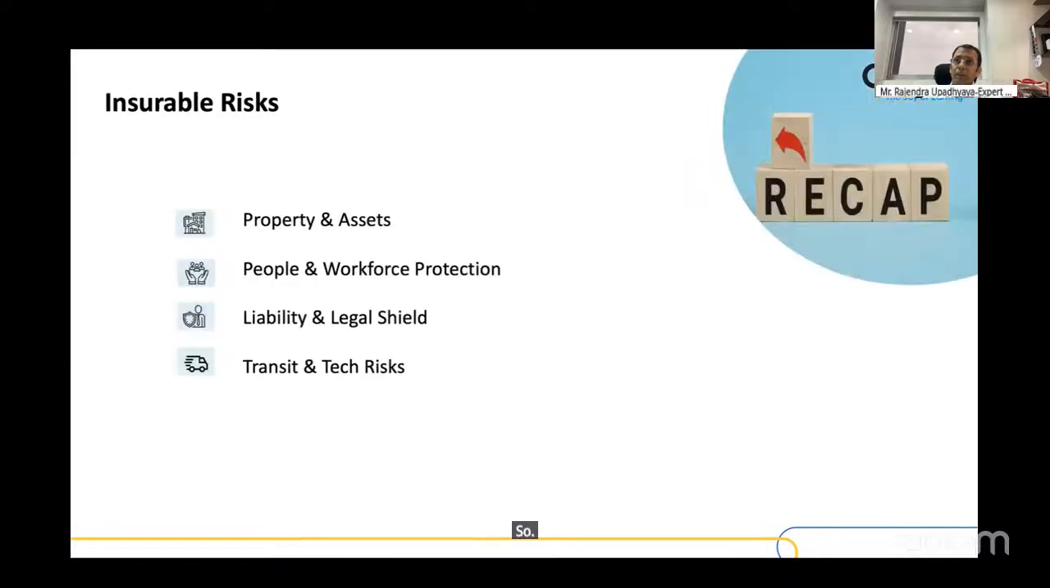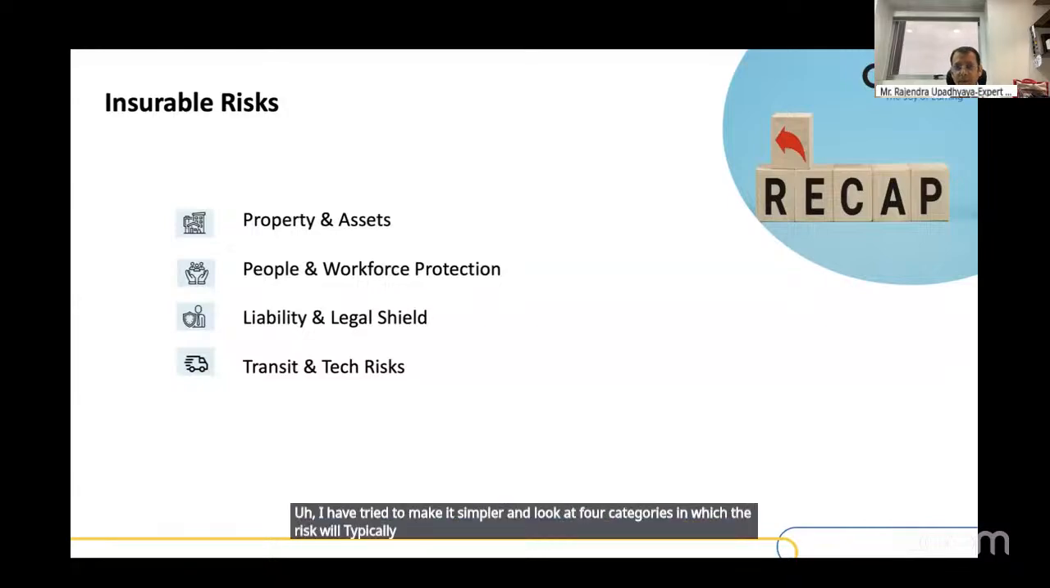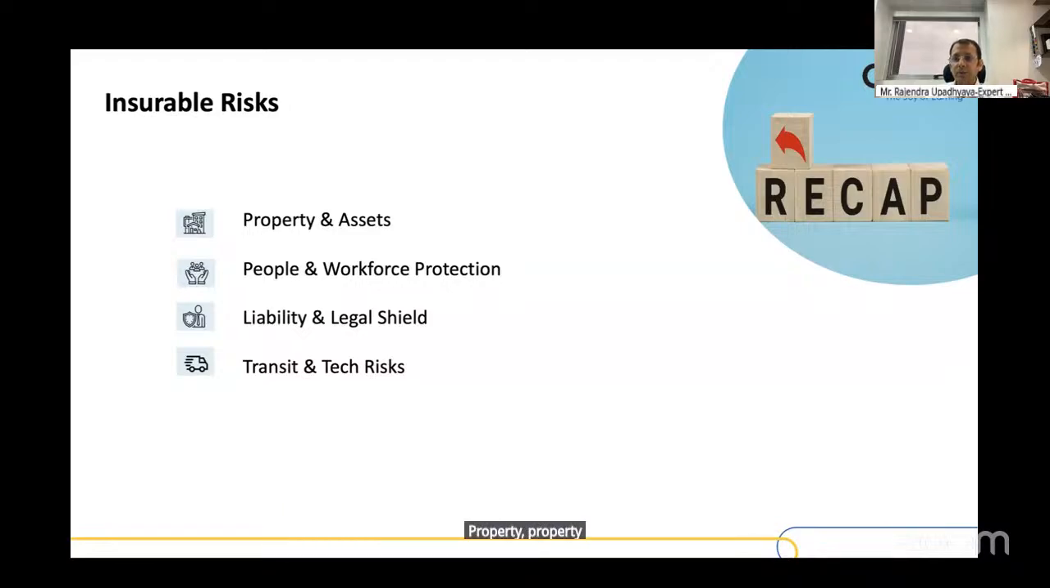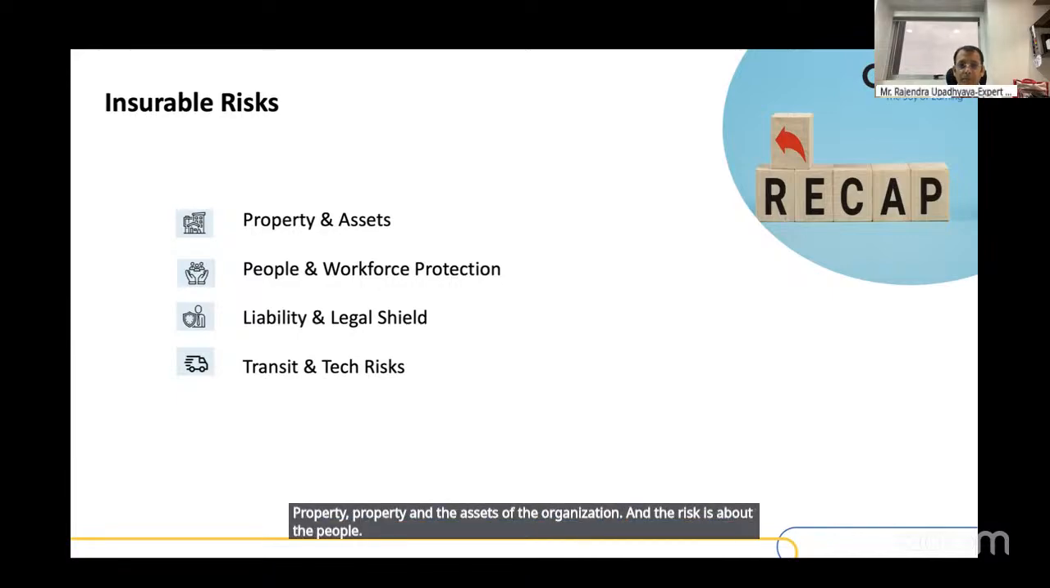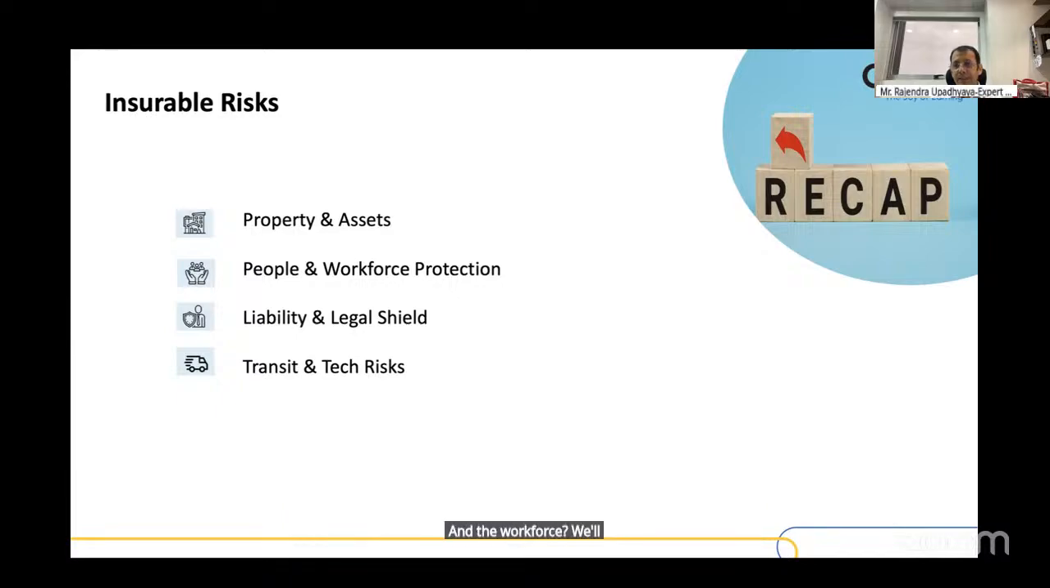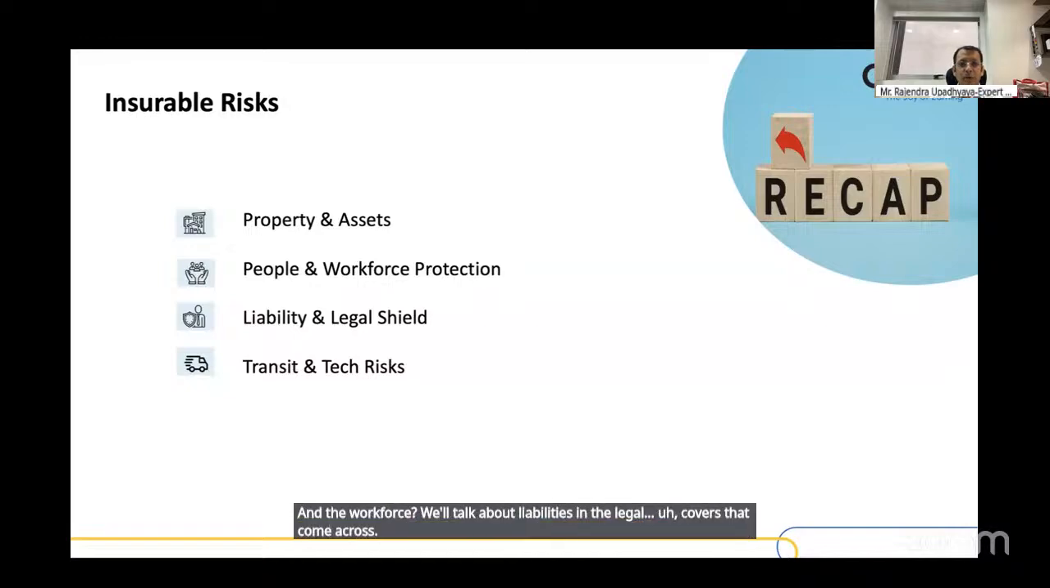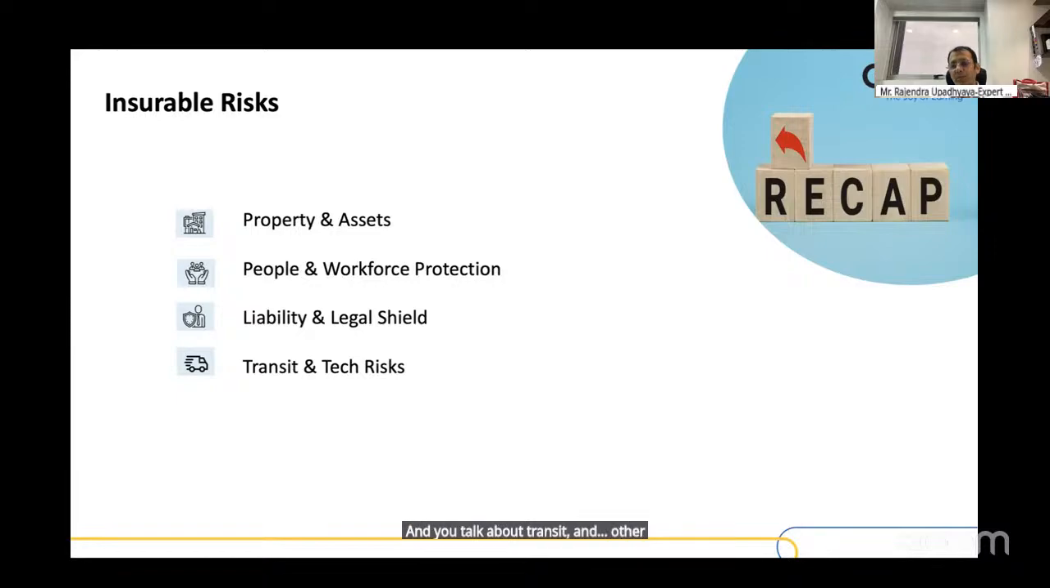So when we look at risk, while there are 30, 40 policies available in the insurance domain, I have tried to make it simpler and look at 4 categories in which the risk will typically lie. So these 4 categories happen to be: one, property and the assets of the organization. Then the risk is about the people and the workforce. You talk about liabilities and the legal covers that come across, and you talk about transit and other technical or specialty kind of risks.